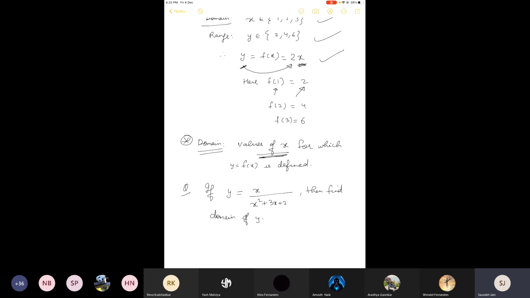Now I have a question for you. See, this function is in the form numerator upon denominator. So can you tell me from your knowledge, whatever you have gained till class 11, till the previous chapter, what will be that situation when this thing will become undefined? Can anyone tell me?